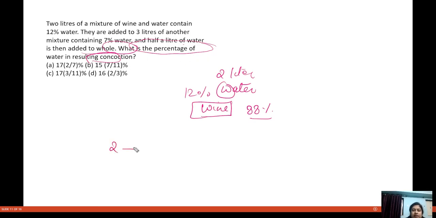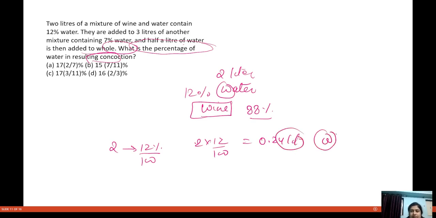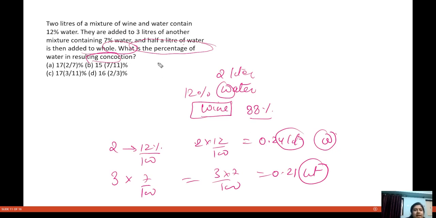So in 2 liters, 12% water means how much? Okay, in 2 liters, 12% of water means there is 0.24 liter of water. In 3 liters, there is 7% of water. So 7% of 3 liters is how much? 3 into 7 divided by 100, that is 0.21 liter of water.